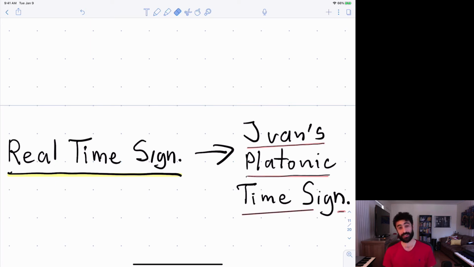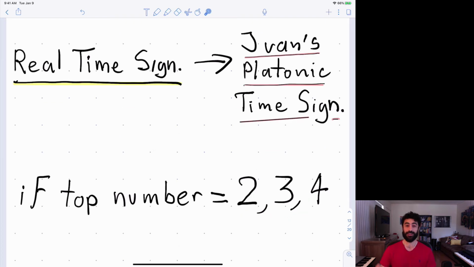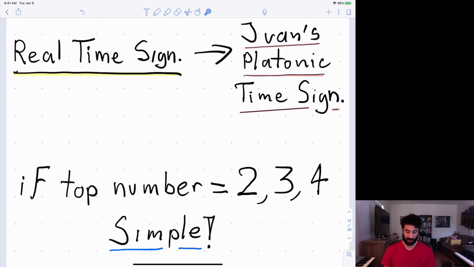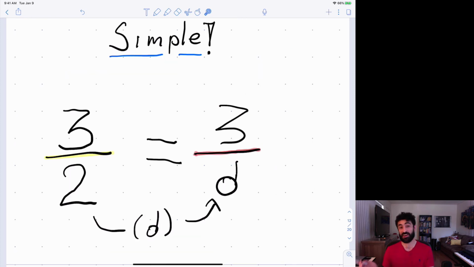So good, so now the last thing that we need is, if we see a real time signature, can we transfer it to a Platonic signature? The first thing is that we need to recognize that if the top number is 2, 3, or 4, we're talking about a simple time signature. And once we know that, converting a simple time signature is pretty simple. You know that the number 2 is used to represent a half note. So you just replace it by the rhythmic value that it represents, and then the number of beats is the same.